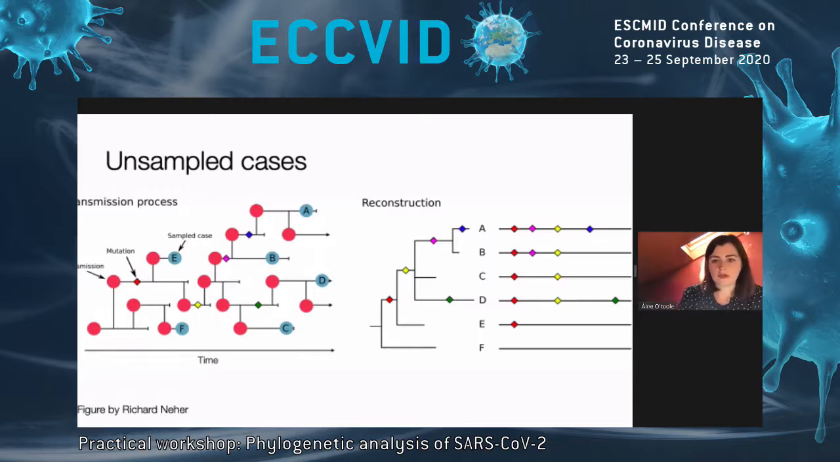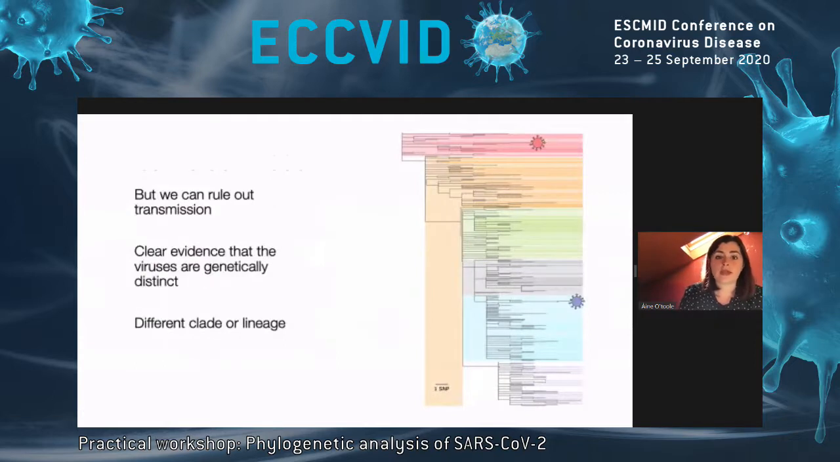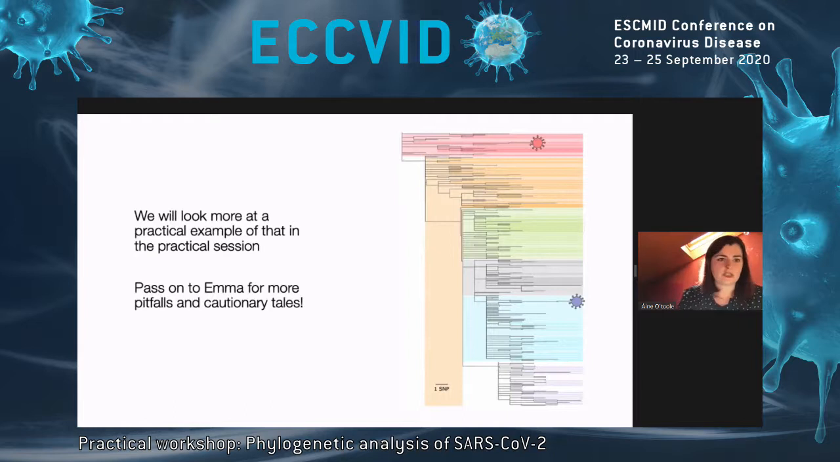So unless you do have epidemiological information that would suggest transmission, you cannot use genetic data like this to infer transmission. But we can rule out transmission. So if you see something where you have two samples that are very clearly genetically distinct, that belong to, say, a different clade or a different lineage, you can use that to rule out transmission. And we'll look at more of a practical example of that in the session after this. But I'm going to pass on to Emma now for some more cautionary tales.